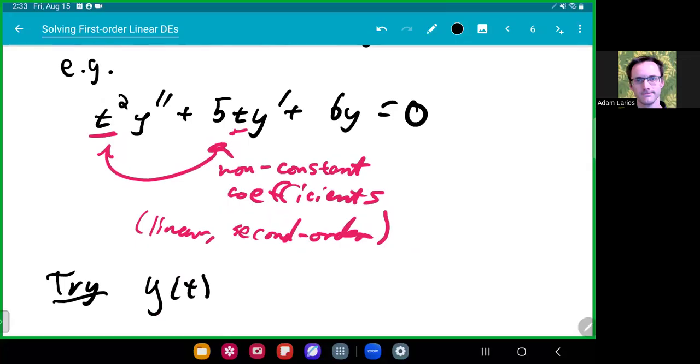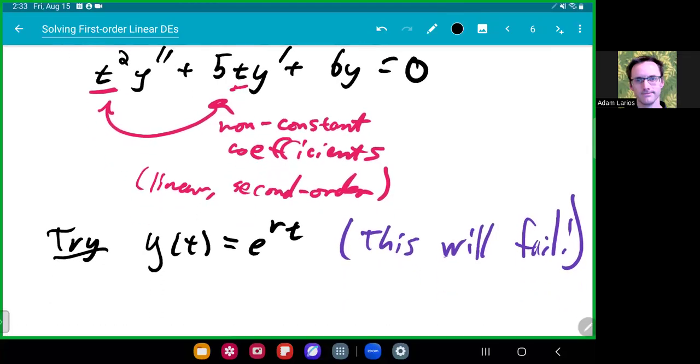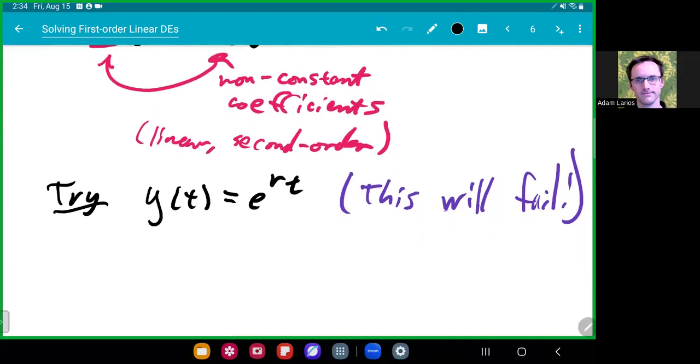So let's try y of t is equal to e to the rt. And just to be clear, that maybe seems like a good guess, but this will fail. So it turns out e to the rt always works when you have a linear equation with constant coefficients. It even works for higher order, and let's say homogeneous equations. But for the non-constant coefficient equation, well, let's see what goes wrong.